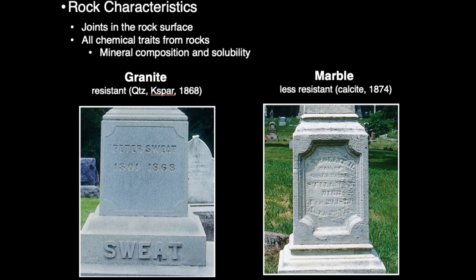Both of these headstones are in the same cemetery, so we should expect them to have been exposed to nearly the same atmospheric agents. The marble headstone that you see on the right, made out of calcite from 1874, is hard to read as it has been heavily chemically weathered. Calcite, as I told you, dissolves readily even in weak acidic solutions, right? It dissolves due to the carbonic rain, or acid rain, I should say.